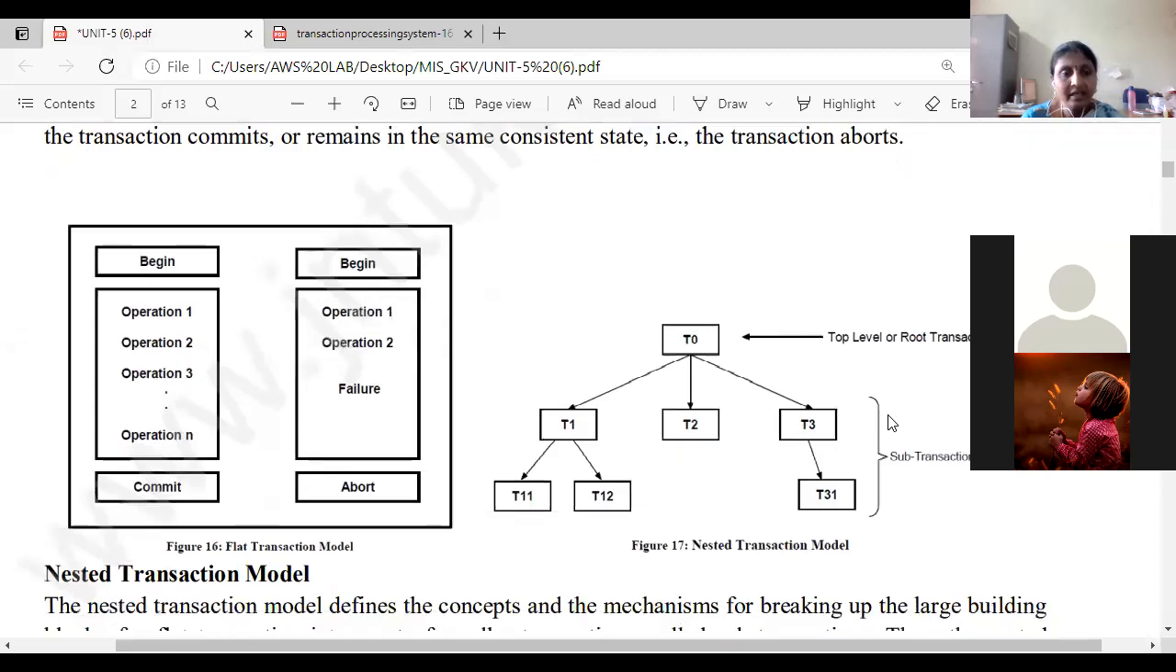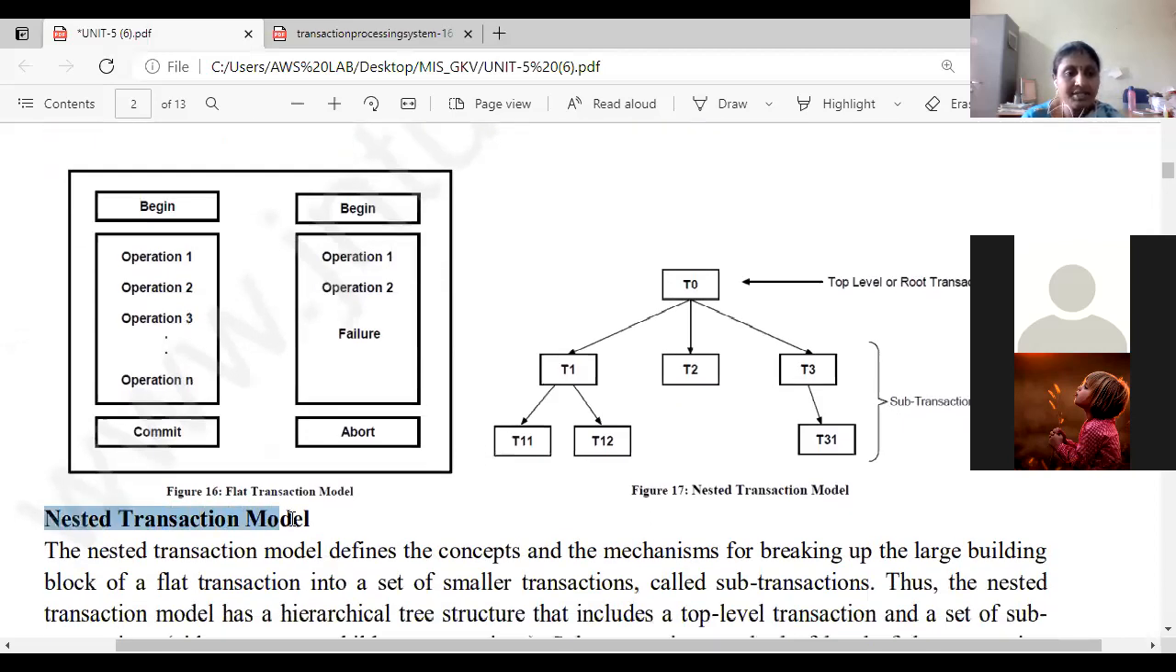Next, the second one is the nested transaction model. Nested means it is like a hierarchical model, a tree-like structure. At the top level root there may be a transaction, and from this we have a number of sub transactions. The nested transaction model defines the concepts and mechanisms for breaking up the larger building block of a flat transaction into a set of smaller transactions.